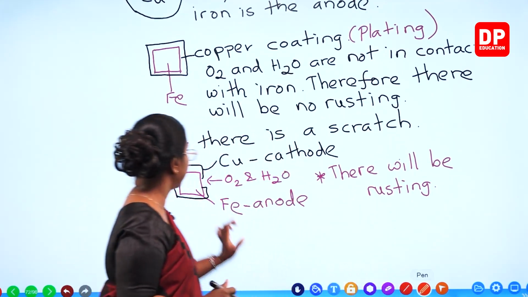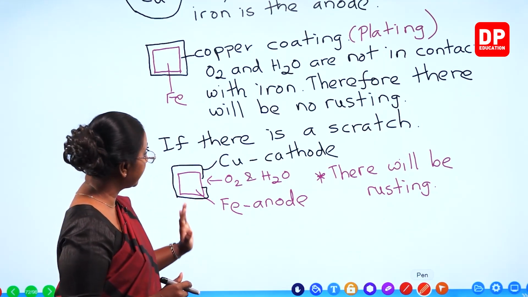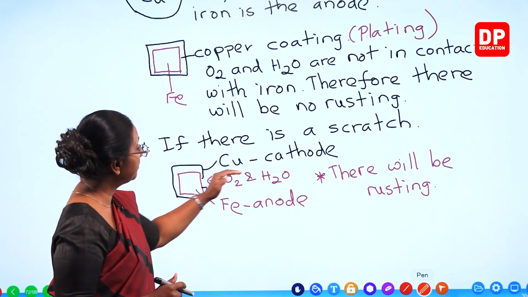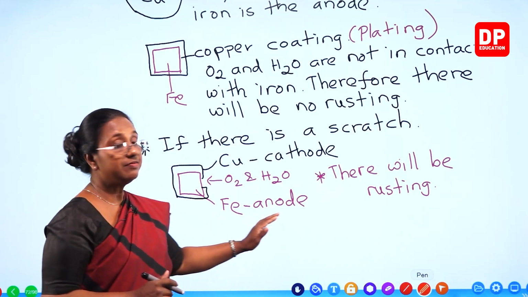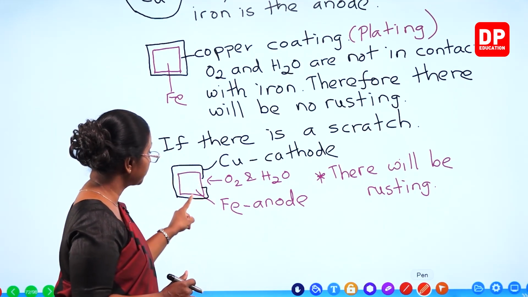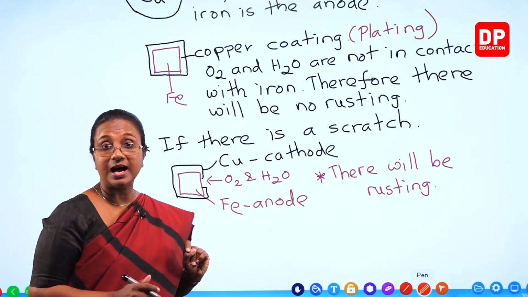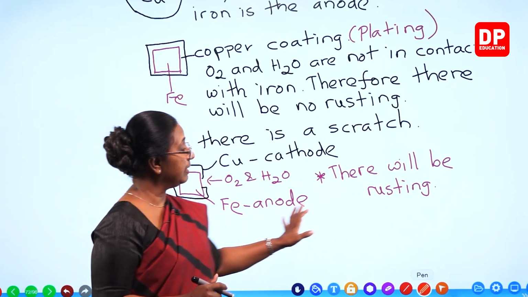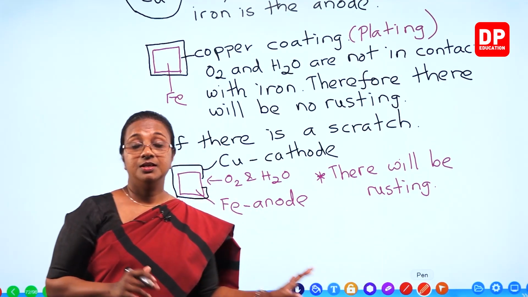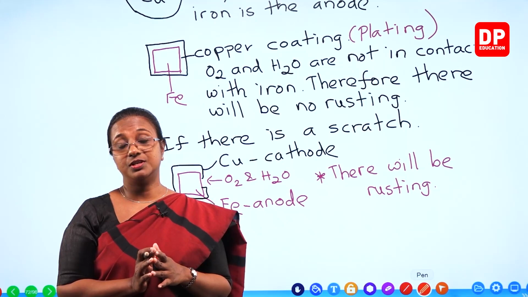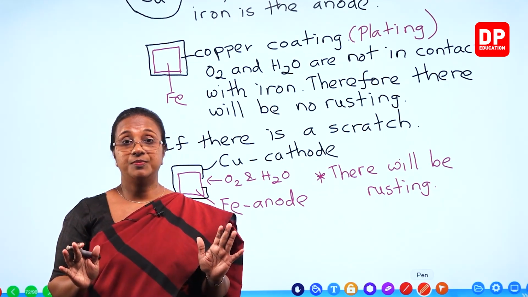if there is a scratch, here you can see if there is a scratch, then of course copper will become the cathode, iron will be the anode. Why? There is oxygen and water in contact with iron and there will be rusting. You have to remember that. Is that clear to you?